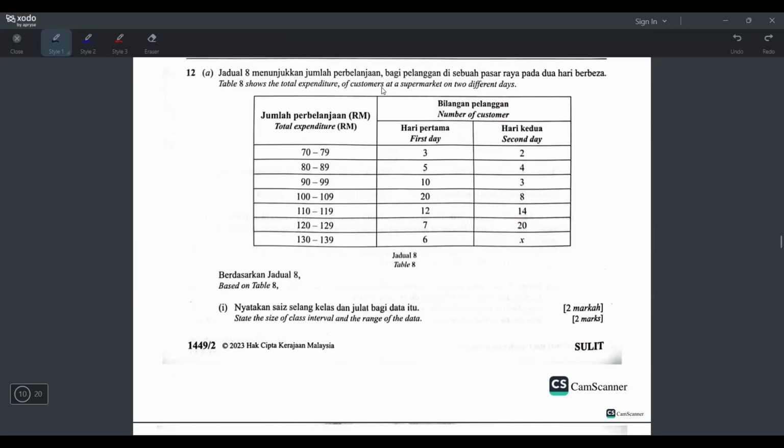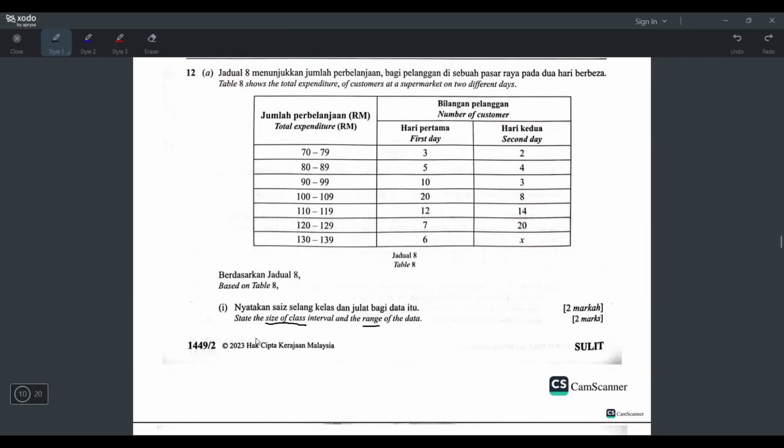Table 8 shows the total expenditure of customers at the supermarket on 2 different days. So total expenditure in RM. And then first day, the bilangan customer, 3, 5 and so on. And then second day. And then based on table 8, number one, state the size of class interval and the range of data. So dia nak cari dua benda, size of class and the range.